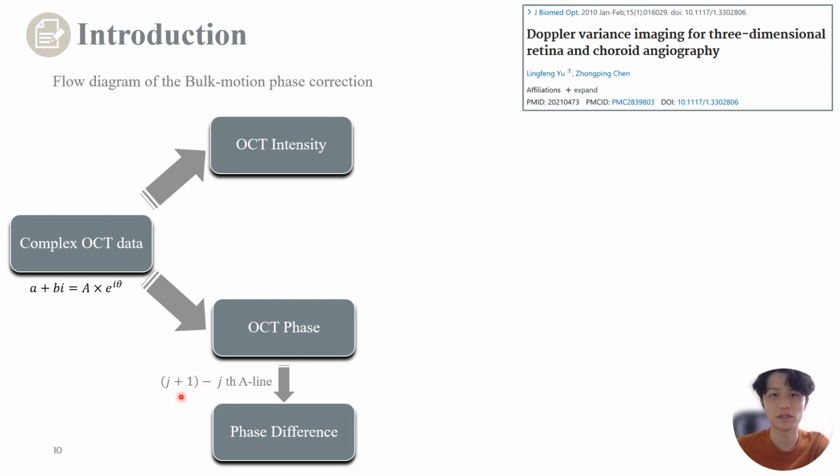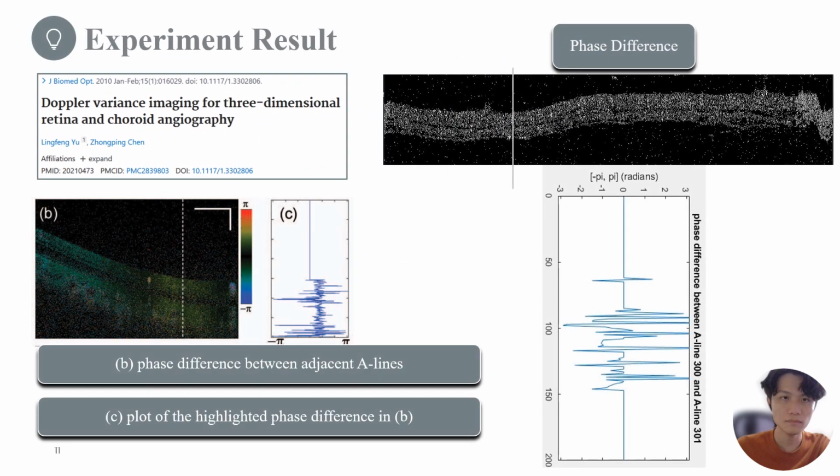And the next step is to find the phase difference between any adjacent two A lines, like the J+1 A line compared to the J A line. This slide compares my result for finding the phase difference with the paper's result. The left-hand plot shows the paper's result, the phase difference between adjacent A lines and a plot of the highlighted phase difference in figure B. And the plot on the right side is the result of my work on finding the phase difference.